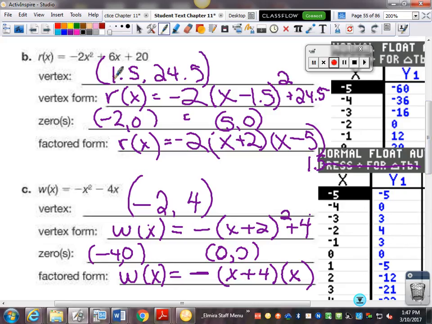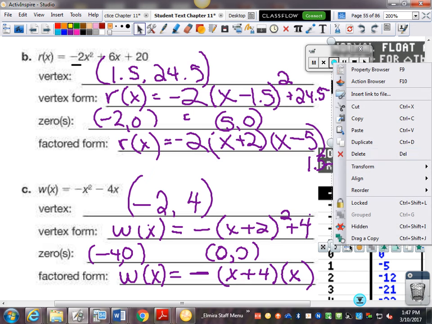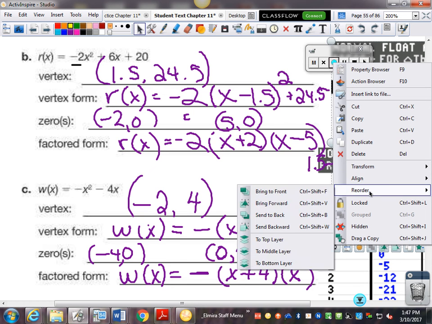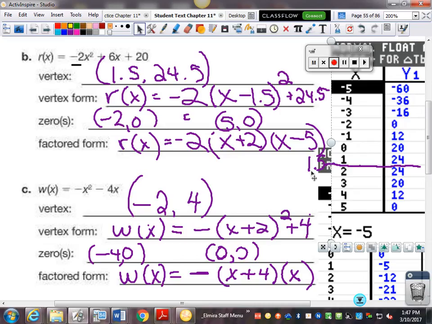Okay, in B, my vertex is at 1.5 and 24.5. I also have a leading coefficient, so I'll just bring that leading coefficient down. Alright, and x, opposite sign, so -1.5 squared. And then the same sign, plus 24.5. My zeros were -2, 0 and 5, 0. And there, you can't really see it on the screen right now. Let me put that on top. Okay.